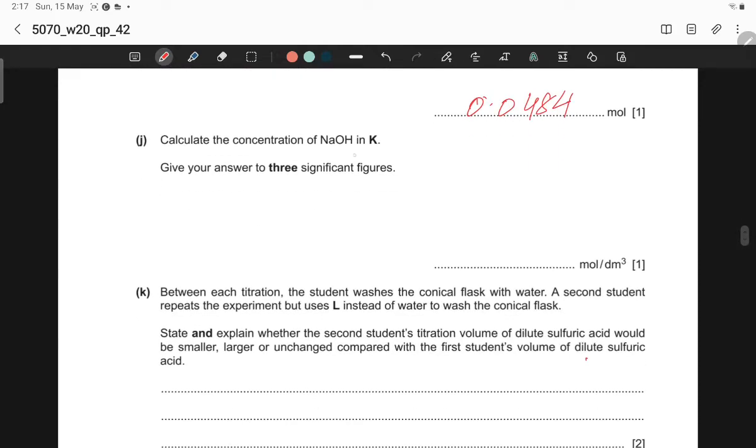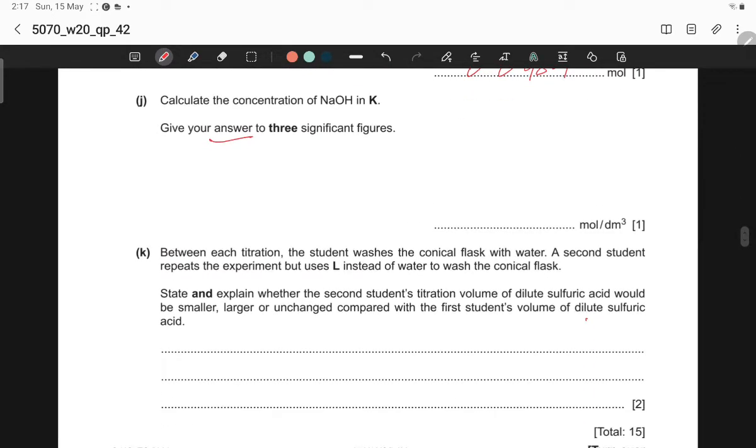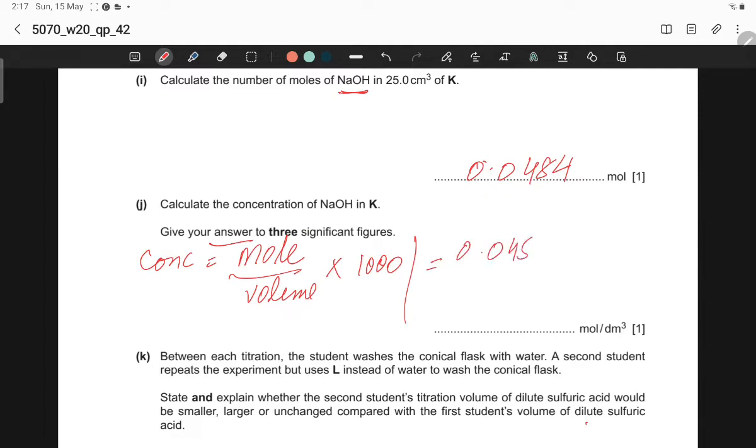Now calculate the concentration of sodium hydroxide in K. Give the answer to 3 significant figures. So concentration is equal to moles over volume, multiplied by 1000. So moles are 0.0484 divided by 25, into 1000. So this will be equal to 1.94 mole per dm cube.